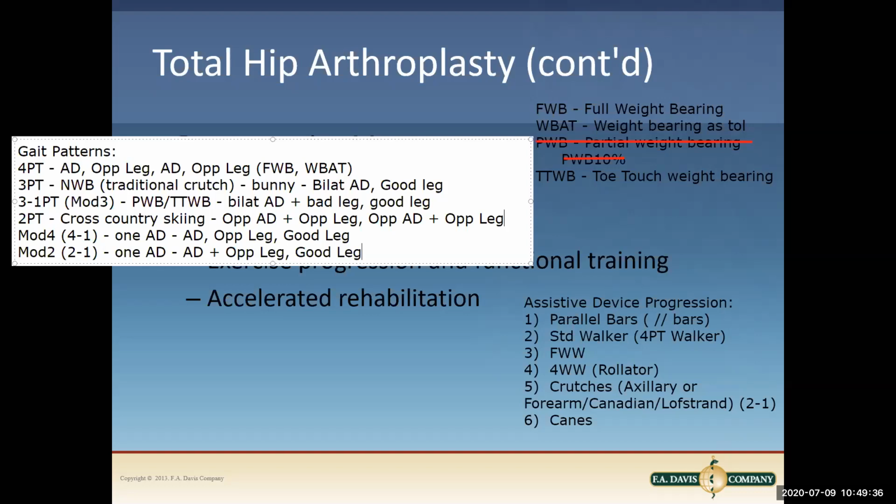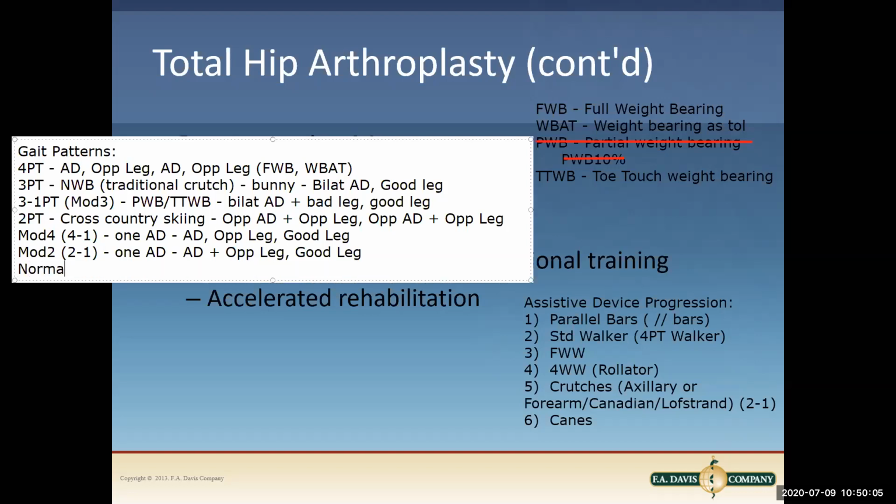And then the mod 2 just takes the 2-point, gets rid of one of my canes. So now I'm assistive device and bad leg, good leg. Assistive device and bad leg, good leg. So that's all the standard gait patterns we can do, except one that we didn't really cover, which is normalized gait. Normalized gait just means you do what? You walk.